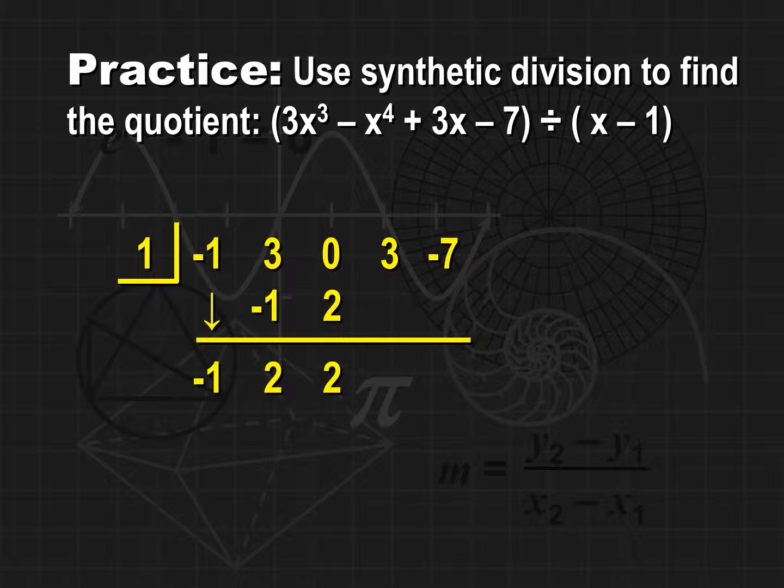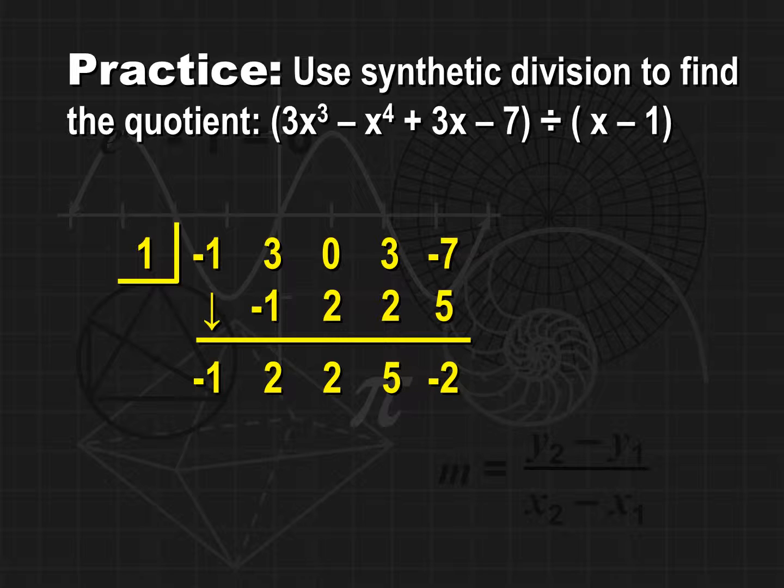0 plus 2 is 2. 1 times 2 is 2. 3 plus 2 is 5. 1 times 5 is 5. And then negative 7 plus 5 is negative 2.